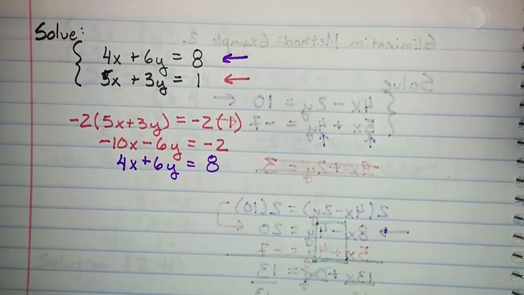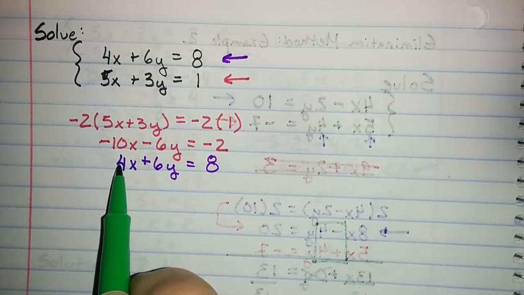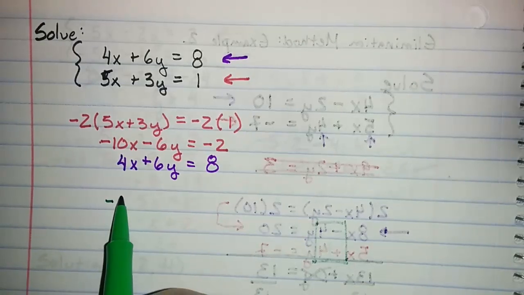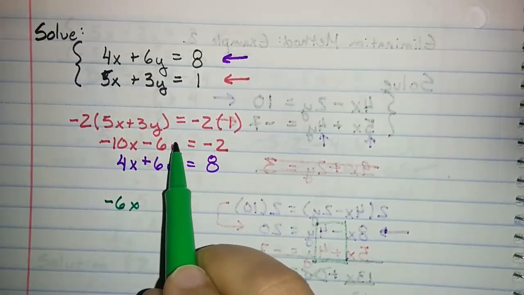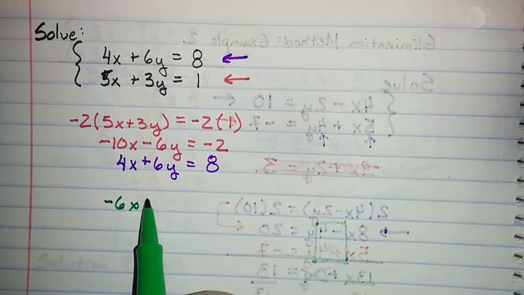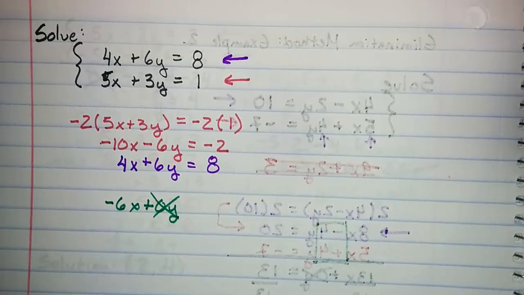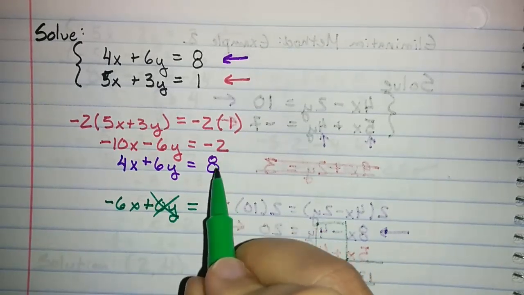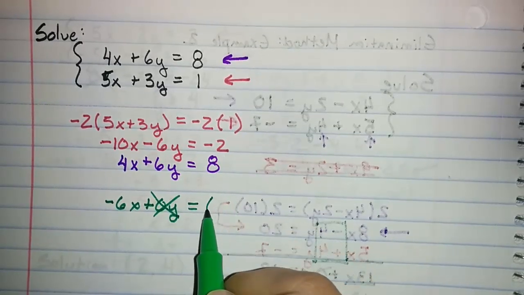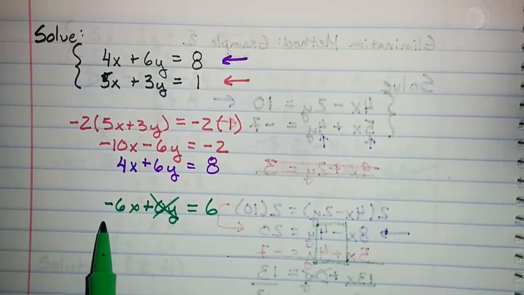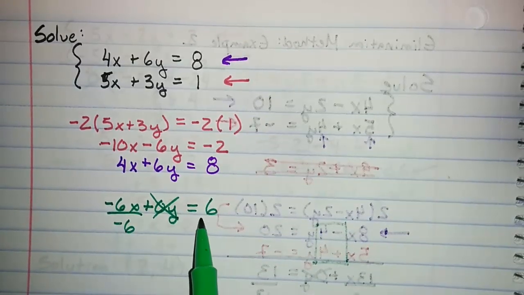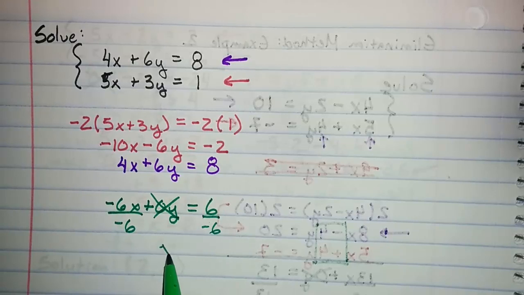When I add these together, negative 10x plus 4y is negative 6x. Negative 6y plus positive 6y will be 0y. The y has been eliminated. Negative 2 plus 8 is positive 6. Alright, divide both sides by negative 6, and I get x equals negative 1.